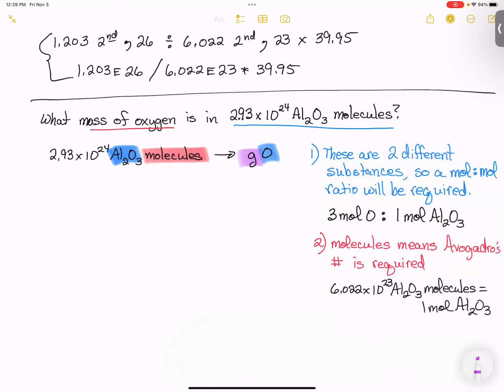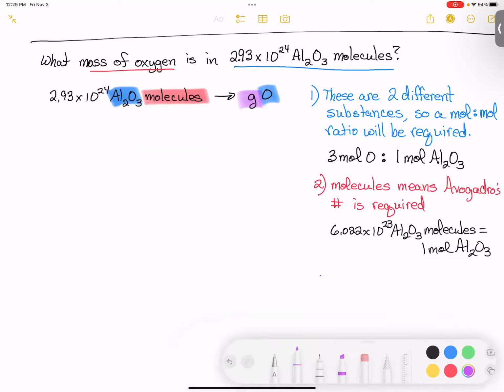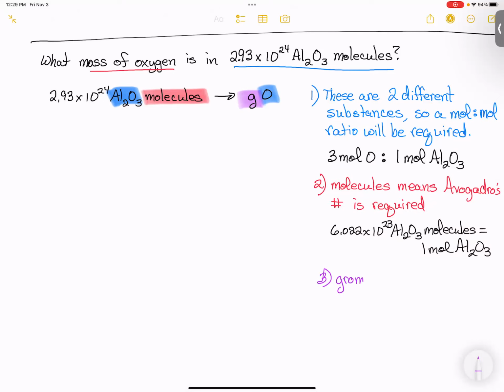The third thing I notice is I need grams of oxygen. Grams means molar mass is needed.